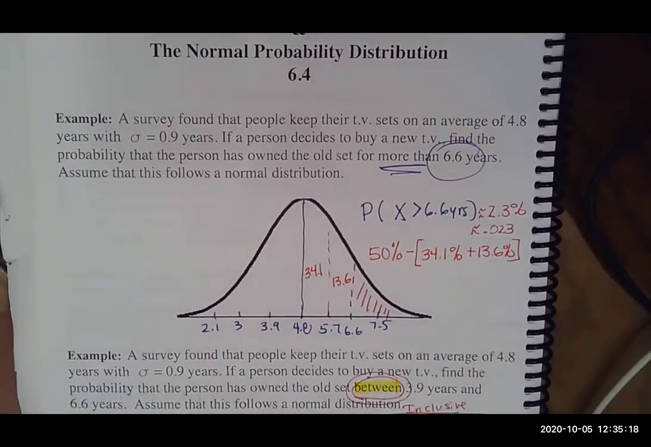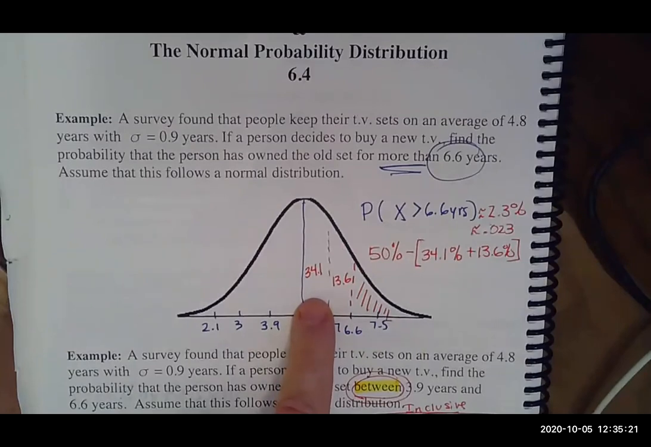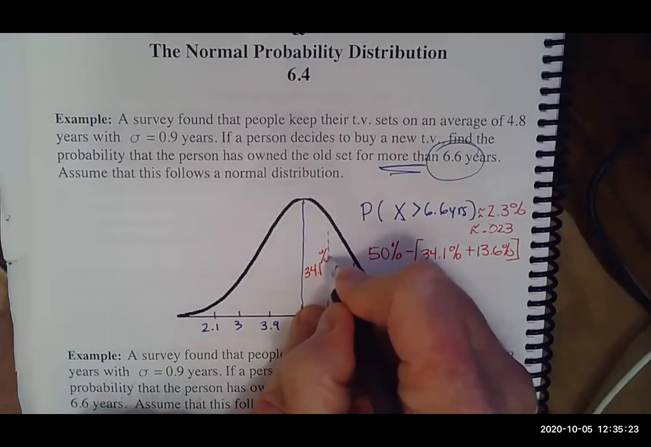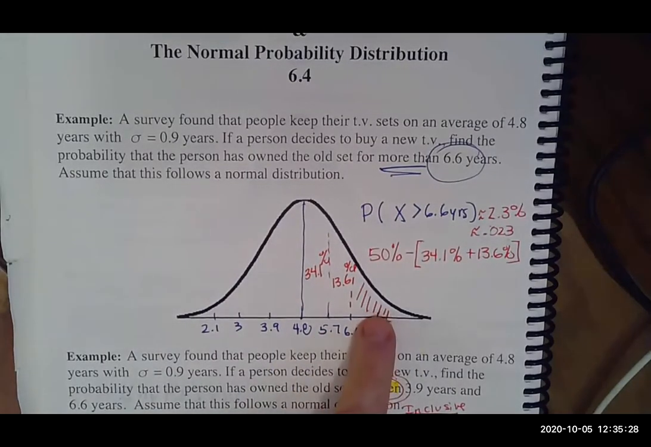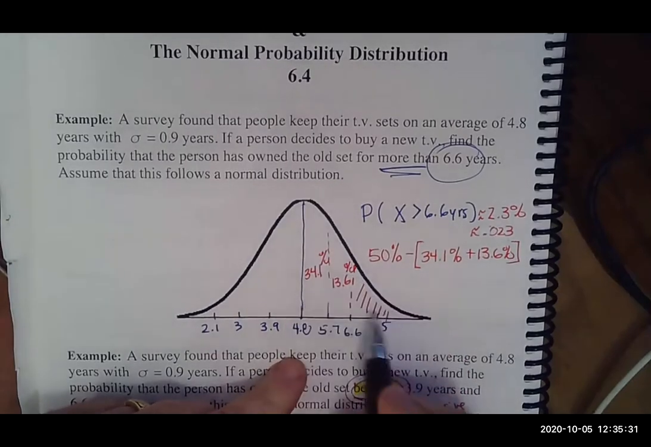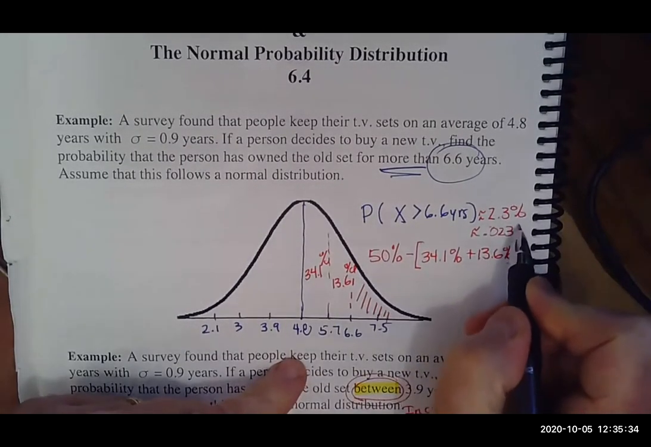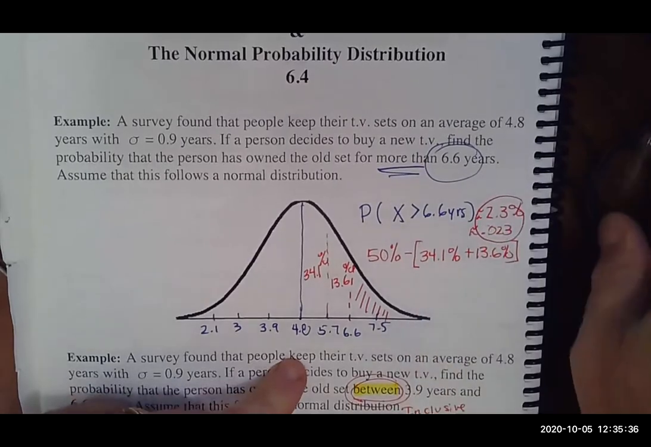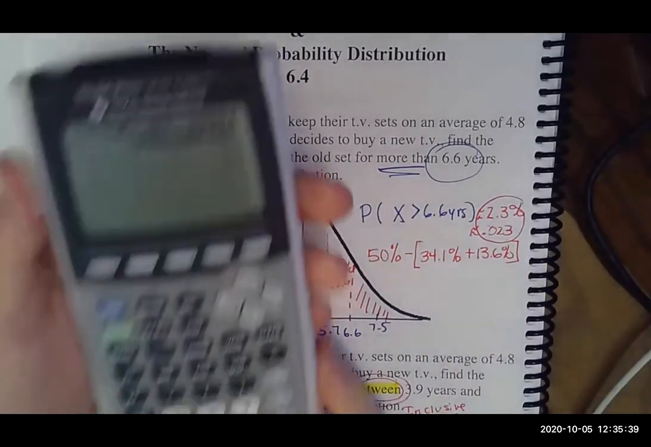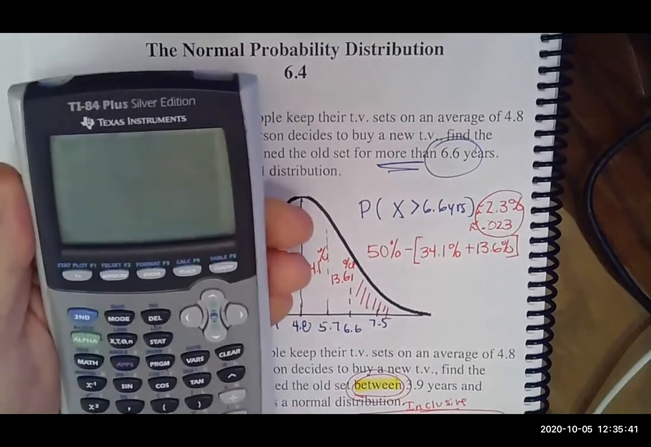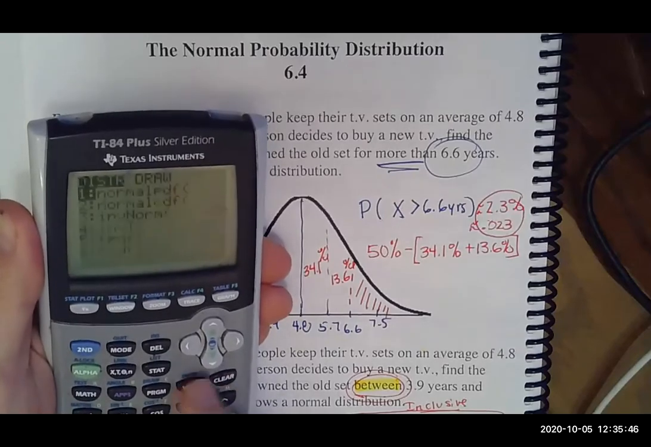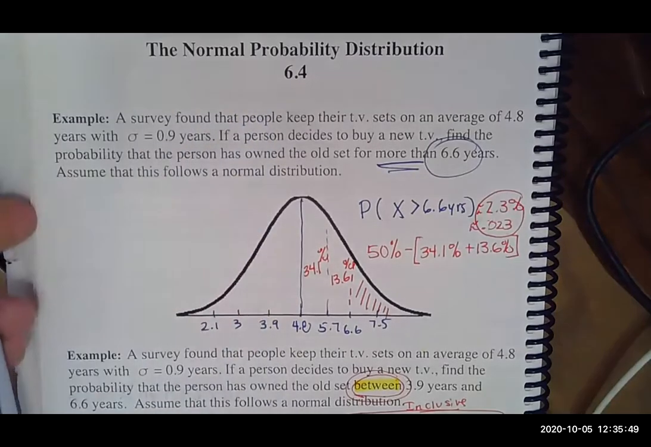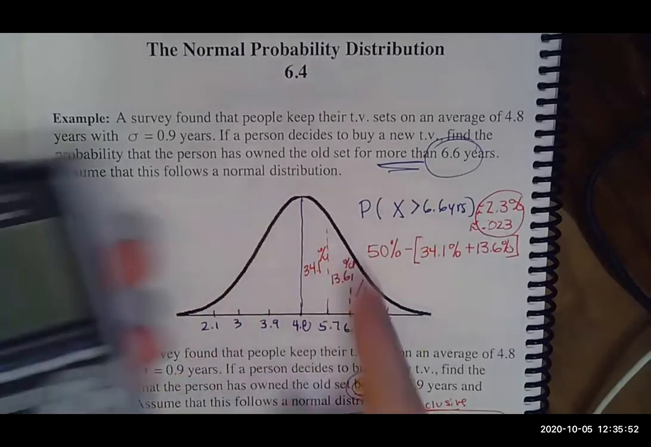Going back here to this one. What did we do? We had all these, these are percents, by the way. You remember that. So I just took 50% and subtracted off what I didn't want. That left me what I wanted, right here, there's your answer. But with the calculator, you'll see with all the other problems I'll do today, all you have to know is second, normalcdf. It said it was normal, so it's normal.